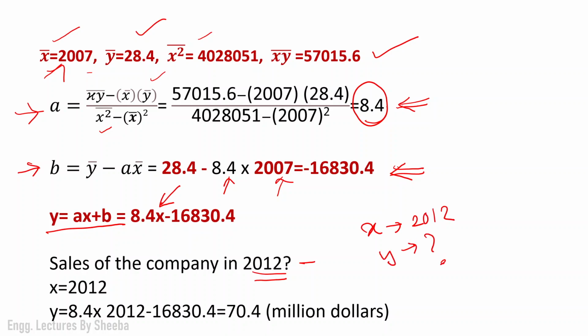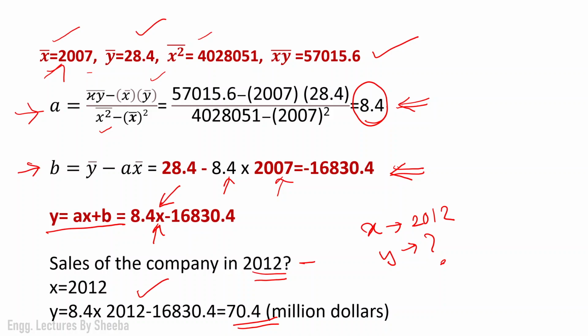So substitute the X value of 2012 in this equation, that is here. And then when you substitute it, you will be getting the answer as $70.4 million. So you have predicted the value of the sales in the year 2012 by using regression method. So this is how you can use linear regression for predicting future values.